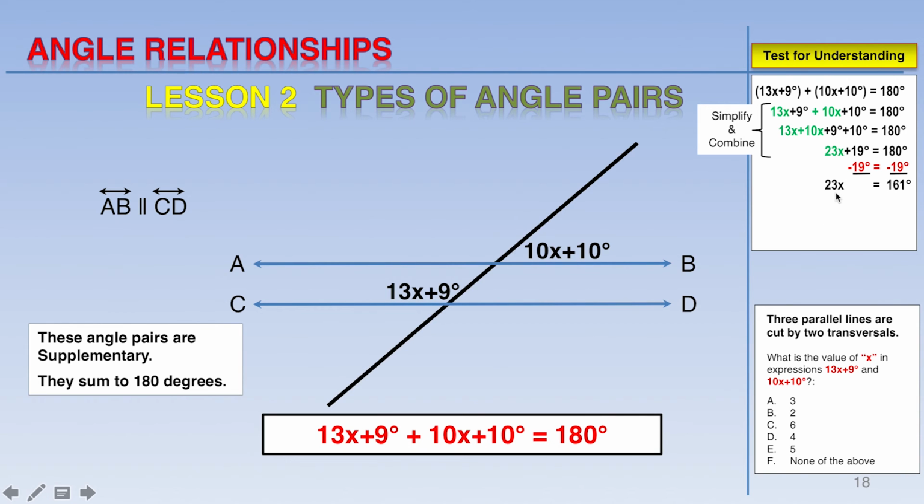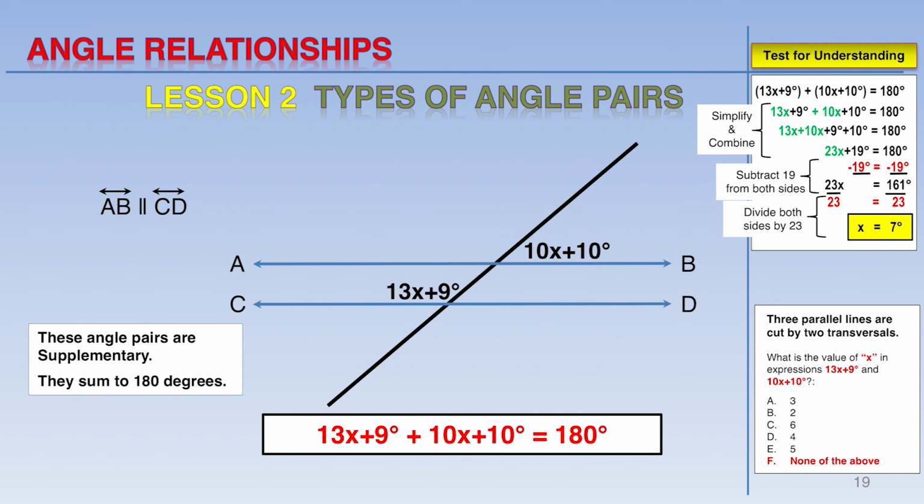We bring the 23x down, this equals 0, and the difference here is 161 degrees. Also note that one of the things I like to do is make sure that your equal signs are all under each other. That kind of helps make it clean. We subtract. Now we're going to divide both sides by 23, and the answer is x equals 7 degrees. And if we look at our question, we can see the answer is none of the above since it's not expressed there.